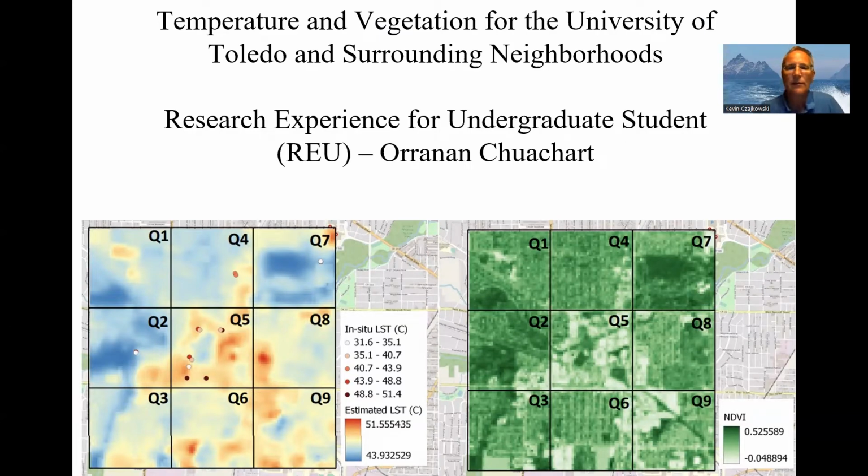This student, Ornan, is from Thailand. She was visiting from Thailand, and she looked at the University of Toledo and the neighborhoods around it. So she made a quadrant, nine of them. On the left here is the temperature. You can see the red here. In the center is the University of Toledo. Blue is cooler. And then this is the vegetation, the NDVI, Normalized Difference Vegetation Index. More dark green means more vegetation, white means less vegetation.